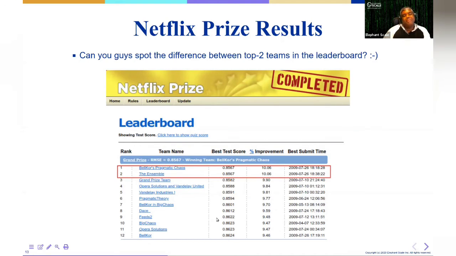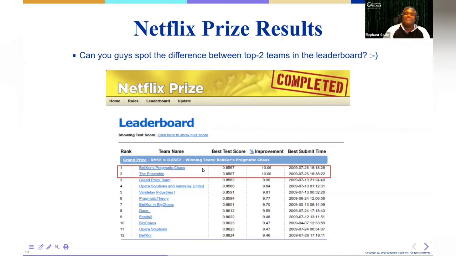Exactly. Same day, July 26, 2009, exact same hour, 6 p.m., only apart by about 20 minutes. You look at the numbers, they're exactly identical, but just because one team submitted 20 minutes before, they won the $1 million. I mean, that has to hurt. If you miss out on $1 million because let's say you wanted to get some coffee before submitting, and then you come back and you lost the competition. Yeah, that has to hurt.